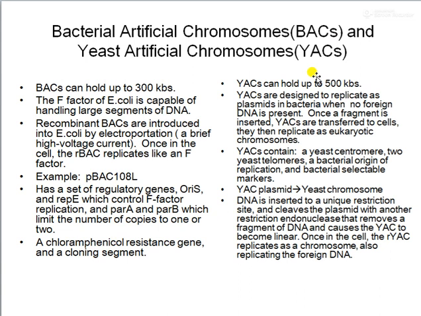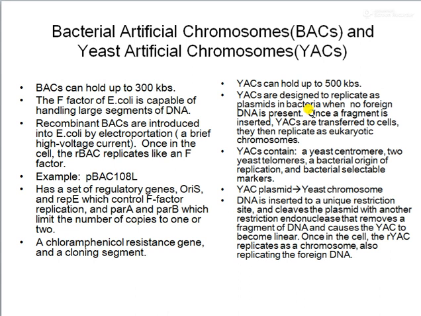Then you have a yeast artificial chromosome, which can carry around 500 kb of DNA, and they are designated as plasmids in bacteria when no foreign DNA is present. Once the fragment has been inserted, the YACs are transferred into the cells, and they can replicate as a eukaryotic chromosome also. YACs contain a yeast centromere, two yeast telomeres, a bacterial origin of replication, and a bacterial selectable marker. When this yeast artificial chromosome is replicating in bacteria, it will function as a plasmid, and when it has been transfected into the yeast cell, it will function as a yeast chromosome.